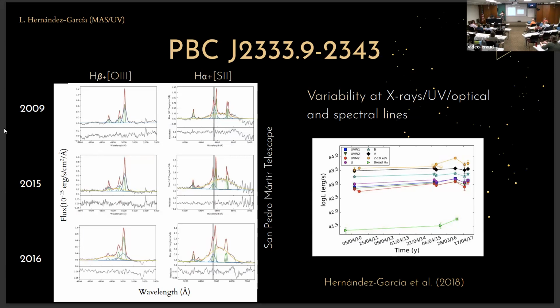But in this work, we subtracted the galaxy contribution, and we found a broad emission in H alpha, so we could classify it as a 1.9, not bad. And then we obtained new spectra in 2015 and 2016, and we found this very broad and strong broad line. We also observed with Swift, and we found that it was variable in X-rays and the U band.